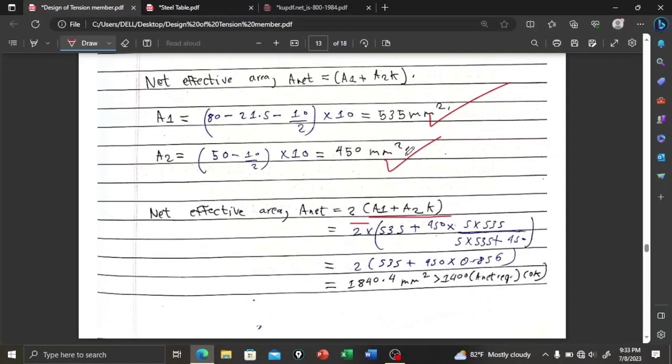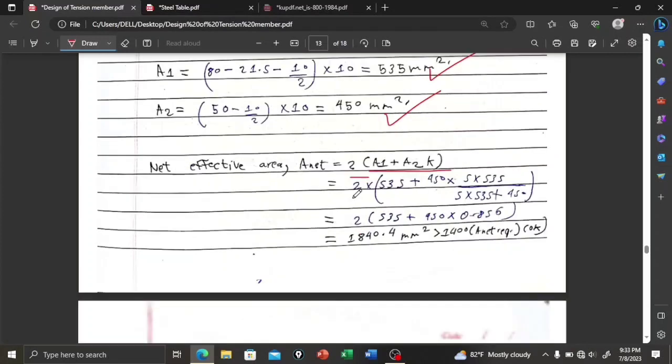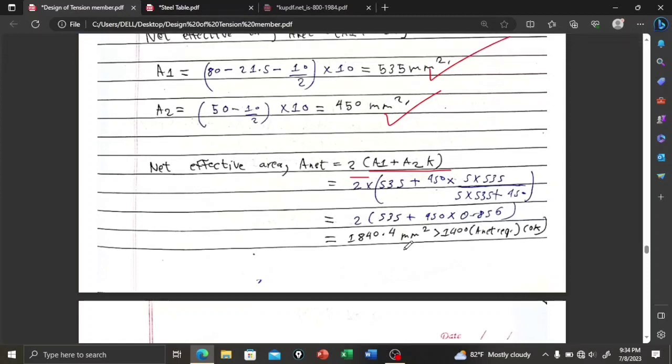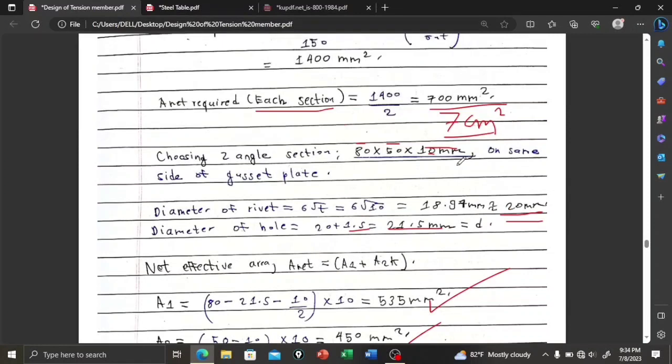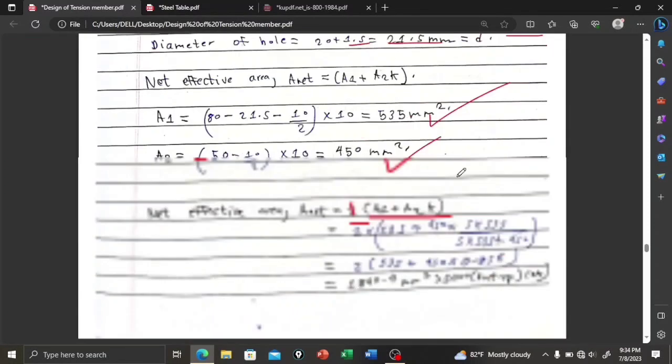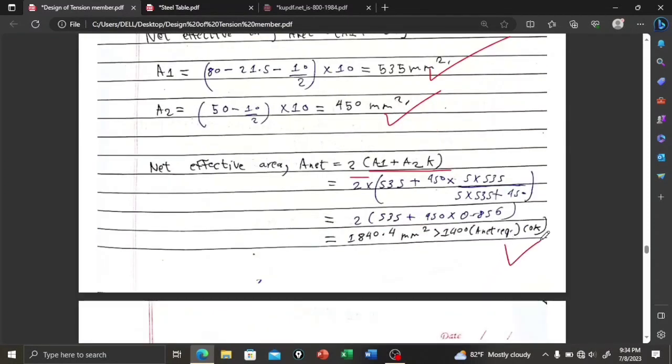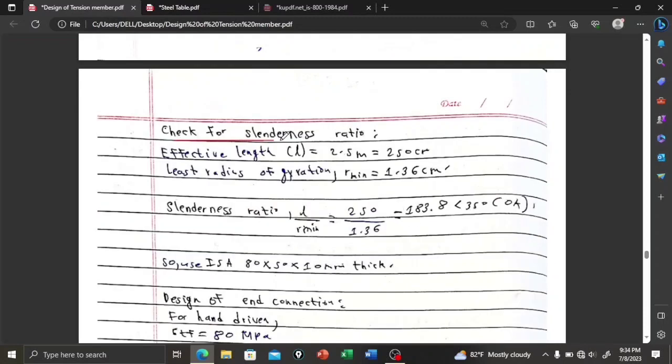A1 is 535 and A2 is 450 and k is 5 × 535 / (5 × 535 + 450), so A net is 1840.4, which is greater than A required, 1400. So okay. Check for slenderness ratio.